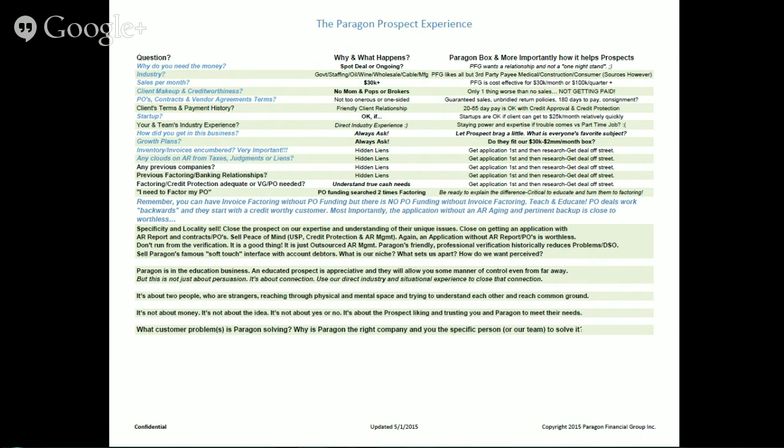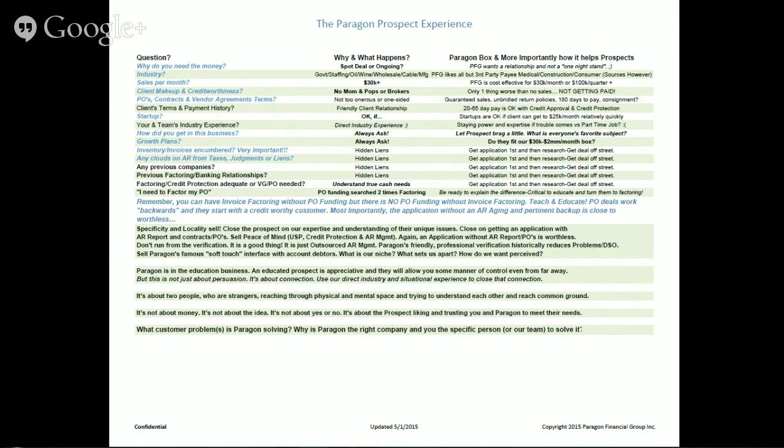First, we're going to primarily talk about two things today. One, on your screen is the Paragon prospect experience. If you're on paragonfinancial.net and go to the broker page, if you go to the bottom, there's PDFs of the files we share. It's the Paragon questions for prospects. We have crammed every bit of factoring knowledge we can into one sheet, and I like to think of this as a mini factoring MBA.